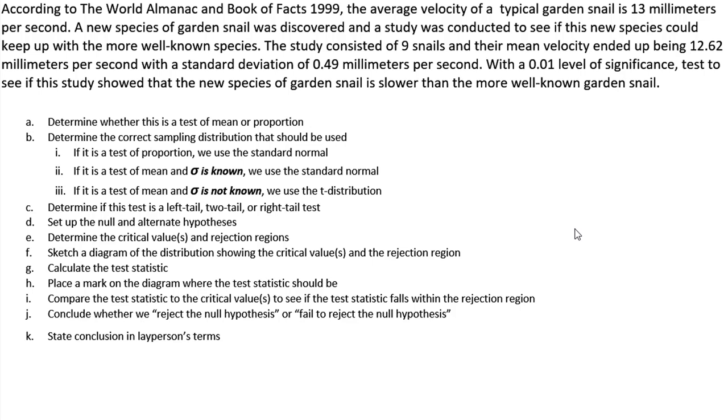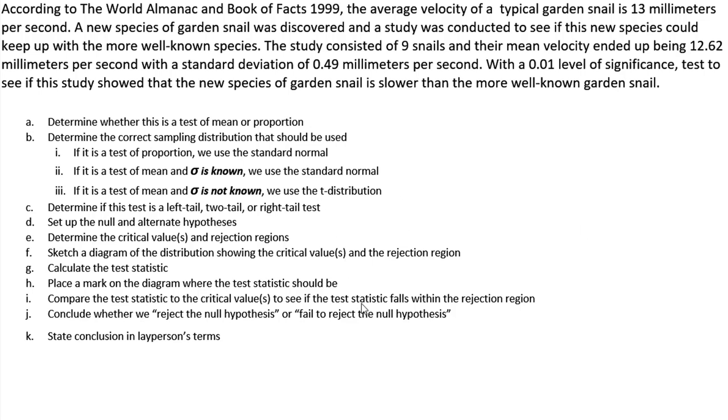The study consisted of 9 snails, and their mean velocity ended up being 12.62 millimeters per second, with a standard deviation of 0.49 millimeters per second. With a 0.01 level of significance, test to see if this study showed that the new species of garden snail is likely slower than the more well-known garden snail.